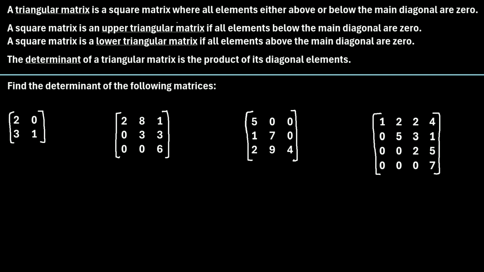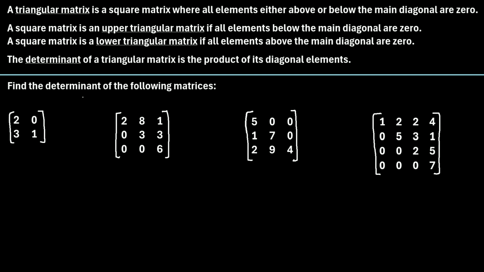Now we say that a square matrix is an upper triangular matrix if all elements below the main diagonal are zero. And we say that a square matrix is a lower triangular matrix if all elements above the main diagonal are zero. Now to find the determinant of a triangular matrix, it's simply the product of its diagonal elements. So it's pretty simple to find. So let's check out the following examples.